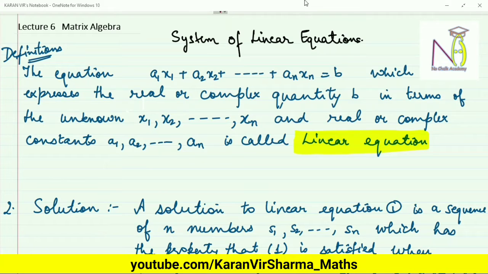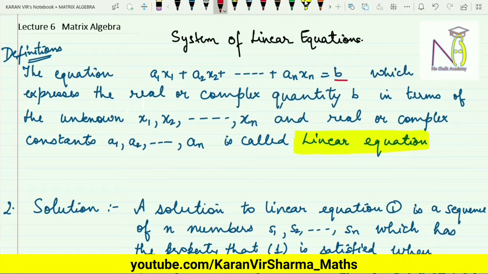The equation which is of the form a1x1 plus a2x2 and so on to anxn, which is equal to b. So the equation which expresses the real or complex quantity b in terms of the unknowns which are x1, x2 and so on to xn, along with the coefficients which may be real or complex which are a1, a2 and so on to an. So any equation which is of this form is said to be a linear equation.